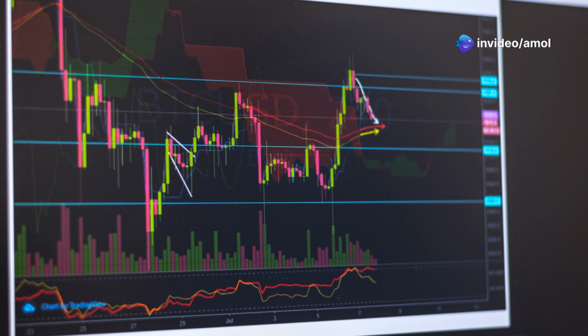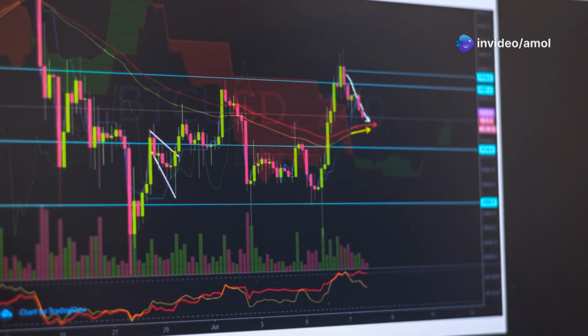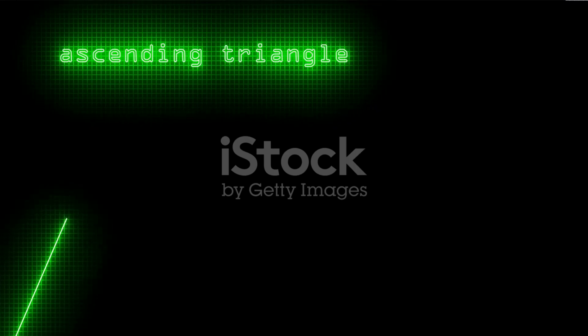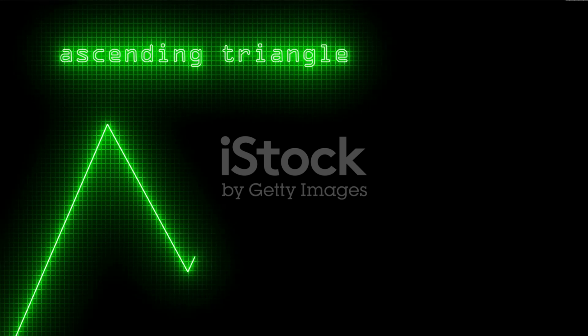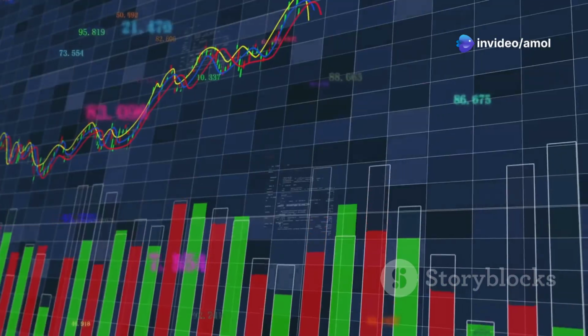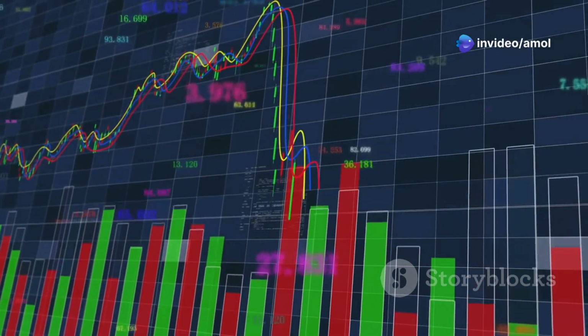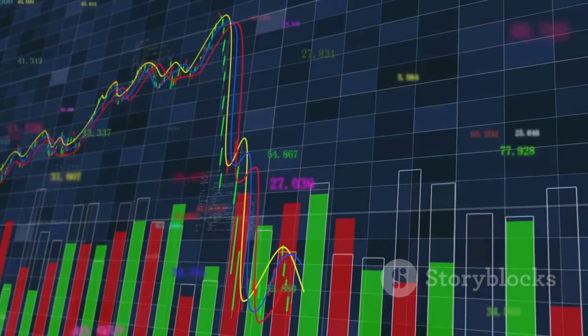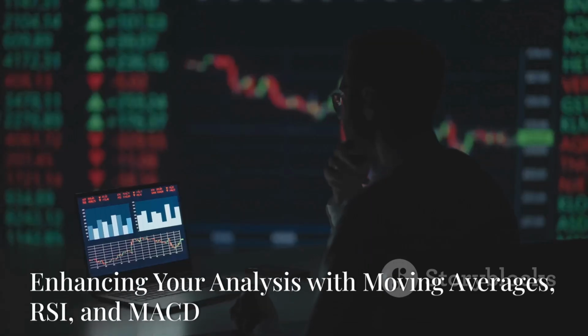Triangles, flags, and pennants are other common chart patterns that can help you anticipate potential breakouts or reversals. Triangles form when the stock's price consolidates within converging trend lines, like a funnel getting narrower. Flags and pennants, on the other hand, resemble their namesakes and often signal a brief pause in a strong trend before the price continues in the same direction.